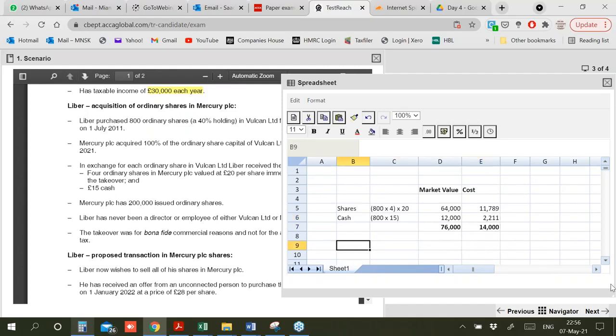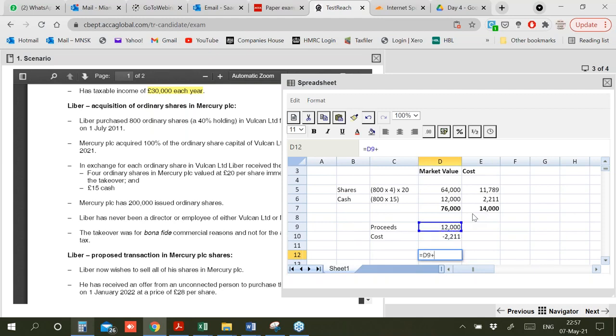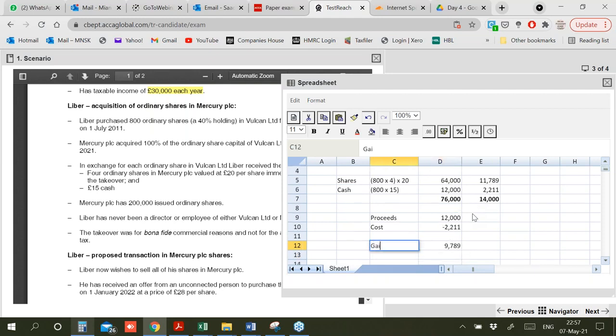Now, you should remember that the cash part will immediately be taxable. So cash proceeds will be the market value of the cash, that is 12,000, less the cost of the cash that we have calculated, that is this, and the gain on the cash is this plus this. This is immediately chargeable, but the gain on shares will not be chargeable till the person sells the shares.